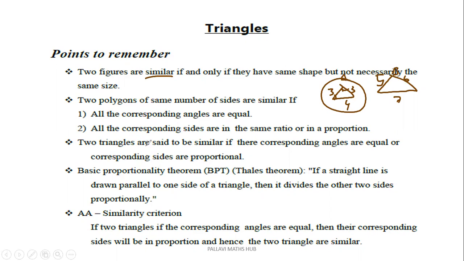Next, two triangles are said to be similar if... these are all related to similar only. Related to these three, they will ask one question in multiple choice. One question in multiple choice. So they will give 4 different types of figures. You need to pick which figure is similar. Okay, figures similar means same shape but different in size.